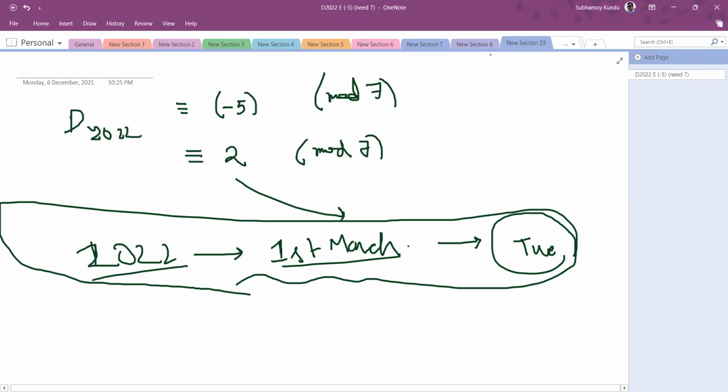Okay. So now you have noticed that so far we have processed only the 1st March of any year. Now we're going to proceed to the next level, which is any date of any year. So what happens when we calculate December, January, February?